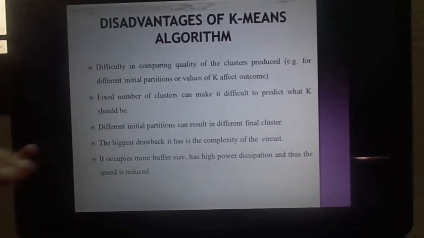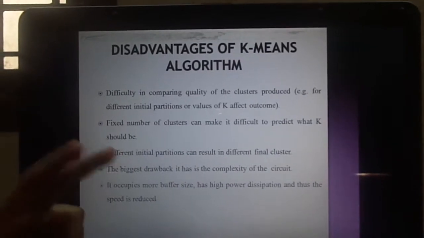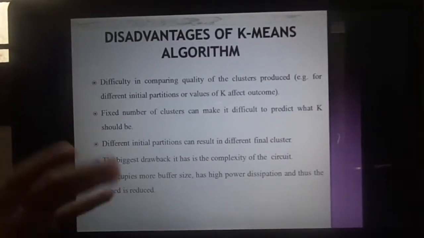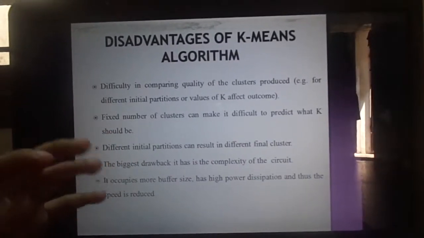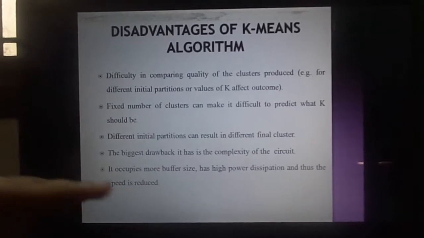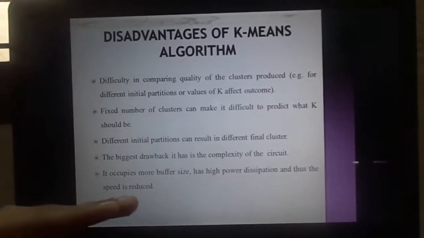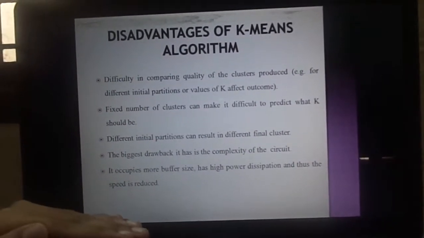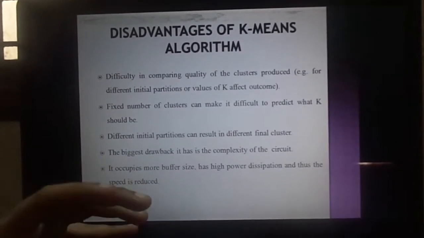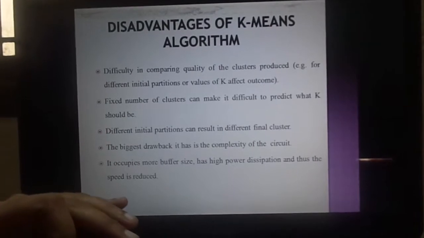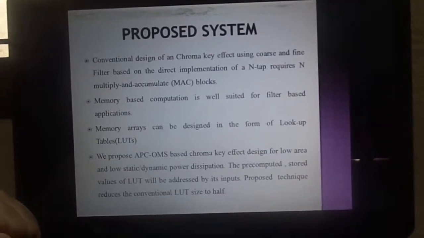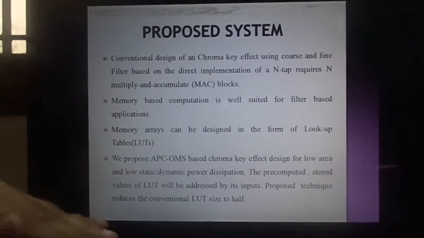As I said, in the existing model we are making use of the K-means algorithm. The K-means algorithm has some disadvantages. The first one is that it is very difficult to compare the clusters that are produced, and the second one is that we cannot predict the finite number of clusters. Also the initial and final cluster sizes will differ, and the biggest drawback is the hardware complexity. It is very difficult to implement. And that's why we are going for the proposed model.